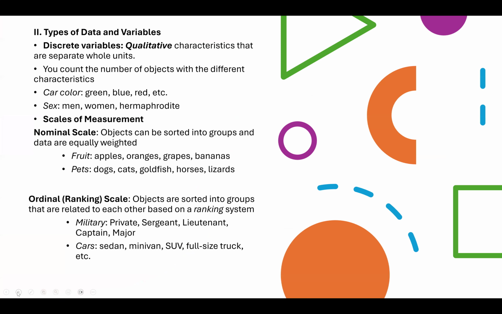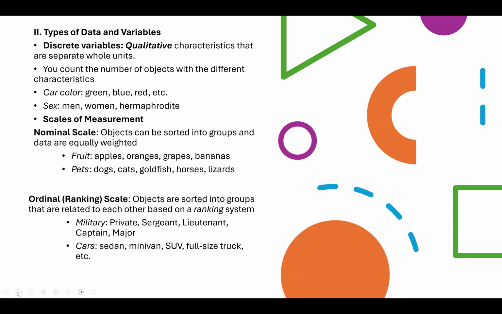So we have different types of data and variables. So we have discrete variables, which are qualitative characteristics that separate into whole units. So qualitative is different than quantitative, right? So qualitative is more of a color or sex, different characteristics on the object, okay? It's scales of measurement. A nominal scale is something that can be sorted into a group. So all the fruits, right? Apples, oranges, bananas, grapes, etc. All the pets, dogs, cats, goldfish, snakes, horses, lizards.